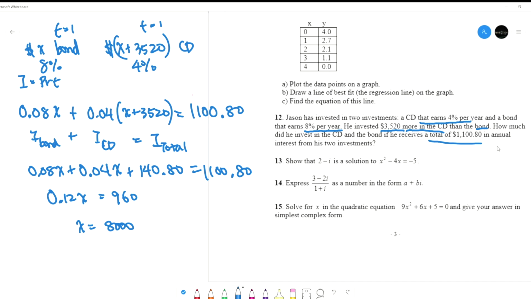So how much did he invest in the CD? So the CD is plus 3,520, right? So 8,000 plus 3,520, and we get $11,520. Did that help? And this is actually, I do see this problem frequently on the final as well.